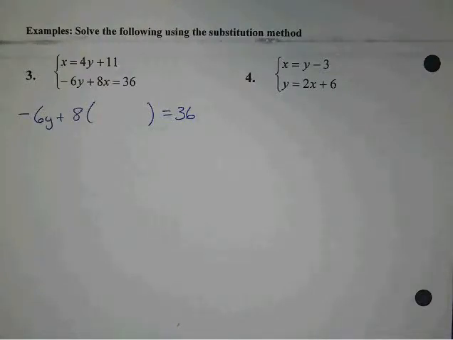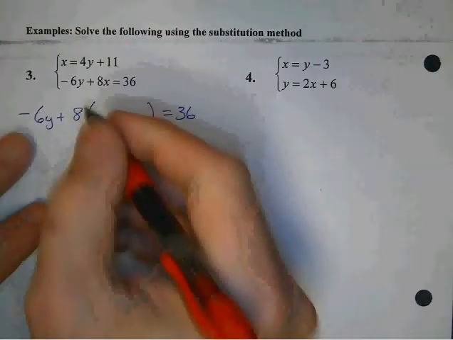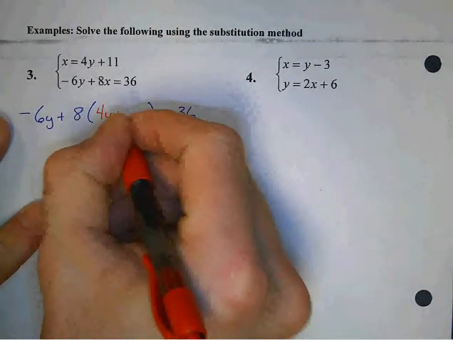So what do I stick in here? 4y plus 11. Now remember, when you put things in, always remember when we evaluated, we put in using parentheses. So always use your parentheses here when you're working this out. So let's stick in that 4y plus 11.